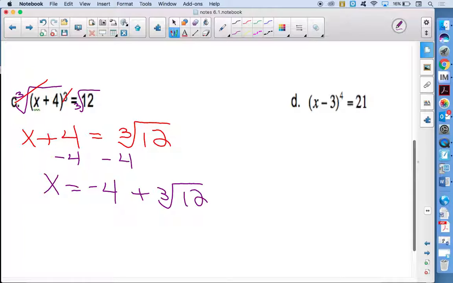There is a way to write numbers. So an integer, and then a radical should be after that, or any other number besides that. If it had an i, it would go after that. So x equals negative 4 plus the cube root of 12.